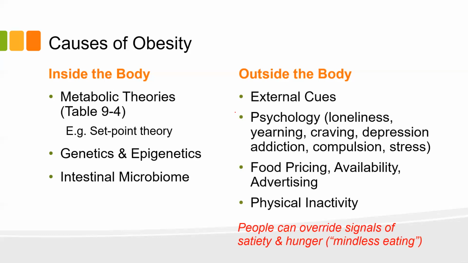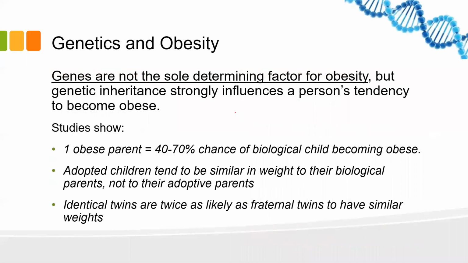Well, let's just talk for a minute about things outside of the body, which again, what's inside and what's outside of the body doesn't really matter. They're all intertwined. But by outside of the body, I mean things that we might have more control over. So you can see external cues, price, availability, psychology. Some people are depressed and they might eat comfort food, for example. I'll touch on some of those in a minute. But let's talk a little bit about genetics.